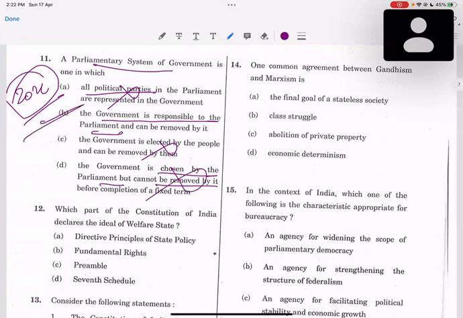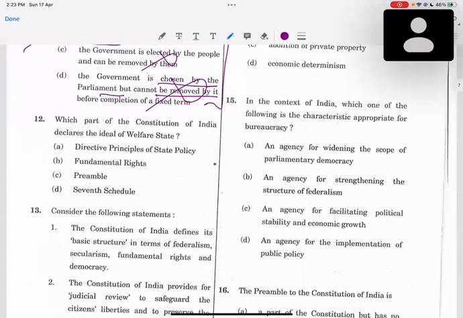Even if you are not aware of what the parliamentary system is, by reading these options you can still attempt it. But yes, you should be well aware of the basic definition. Right? Which part of the Constitution declares the idea of a welfare state? Direct question, DPSP.